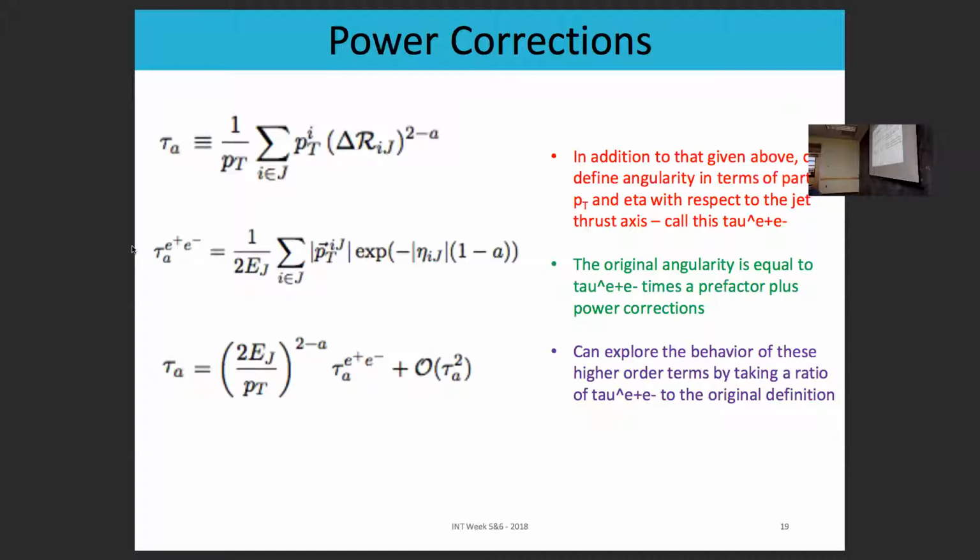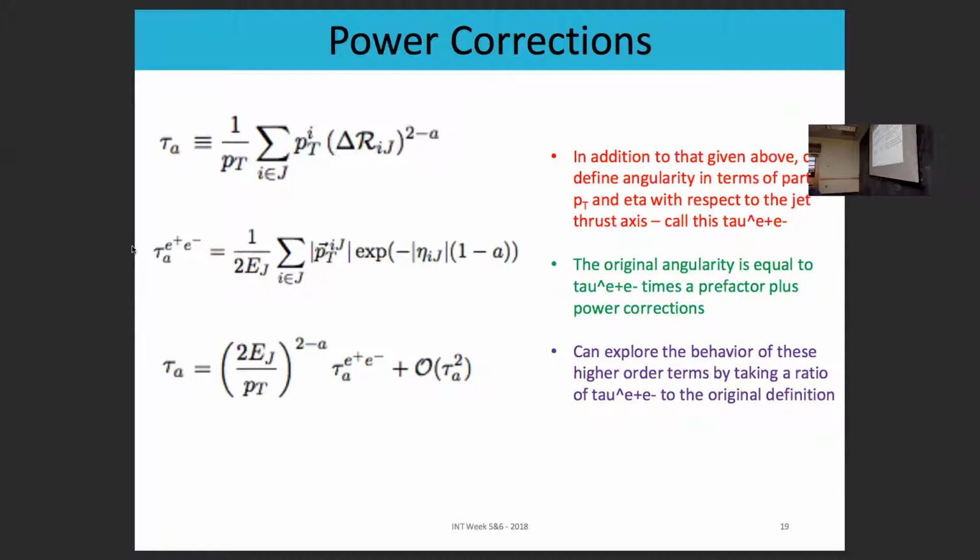And you can actually relate these two via this relationship here. You just have some prefactor multiplying your tau E plus E minus, and that gives you tau a, and some of these higher order terms. So if we take a ratio, we can calculate both of these, and we can explore how sensitive we are to these higher order terms.